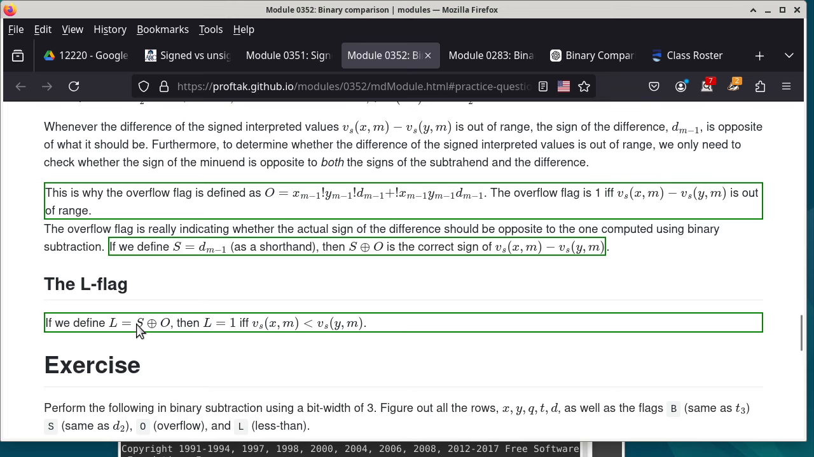If we define L to be the sign, which is D of M minus 1, the most significant bit of the difference, exclusive OR with O, which is defined up here. This is what I call the simplified version, so I don't have to do all the mathematical notations, but it really means the same thing as what I mentioned earlier in Joplin. Then L equals 1 if and only if the signed value of X is less than the signed value of Y. I know we are a little bit over time by 5 minutes, but this gives us the tool to evaluate two bit patterns in the subtraction and let us know whether X is less than Y.